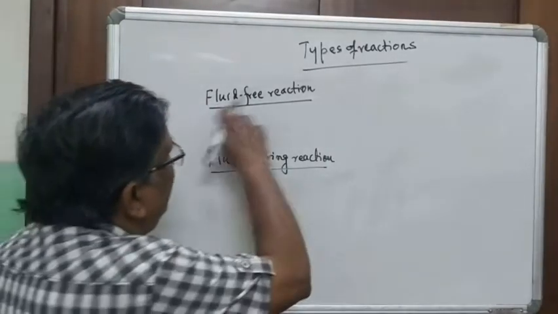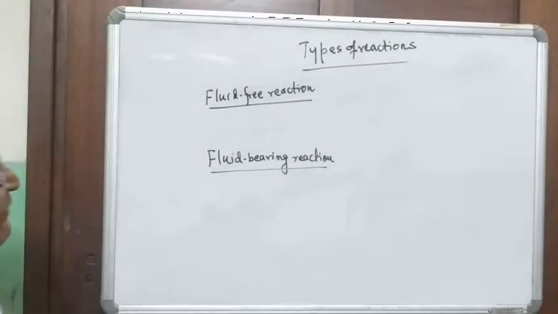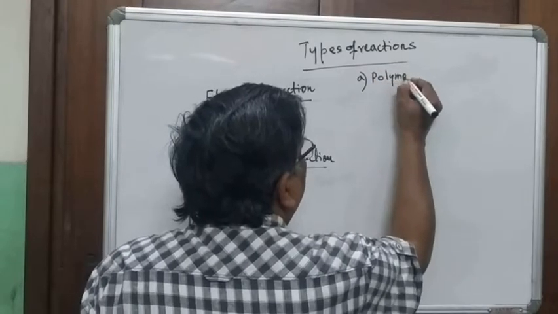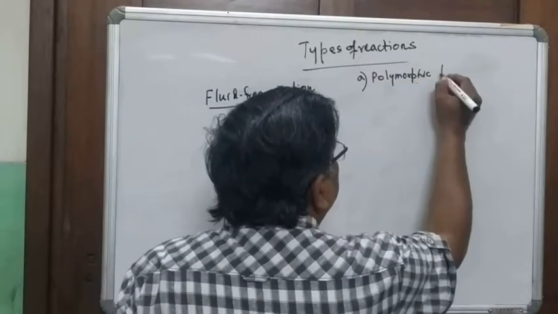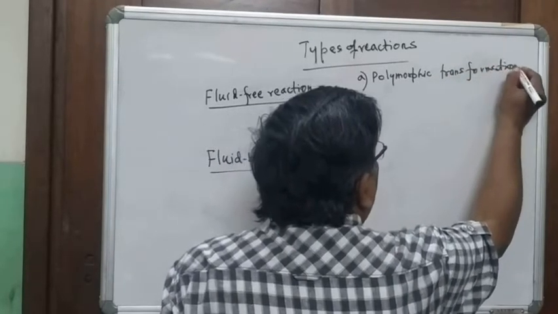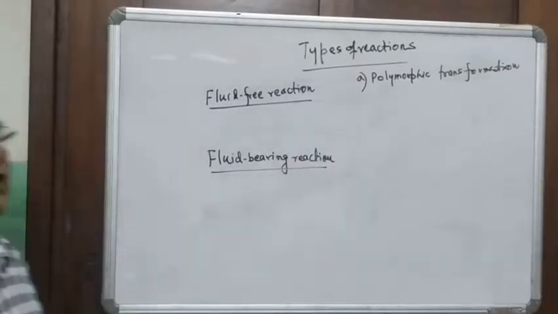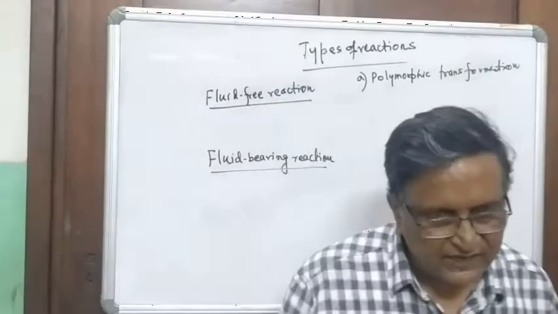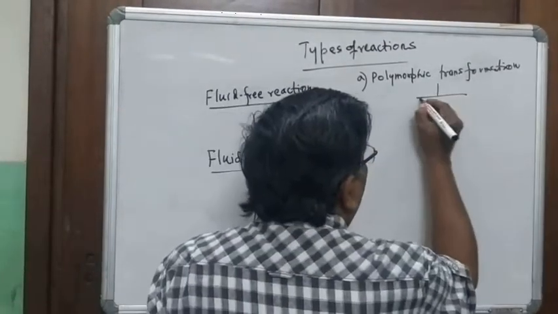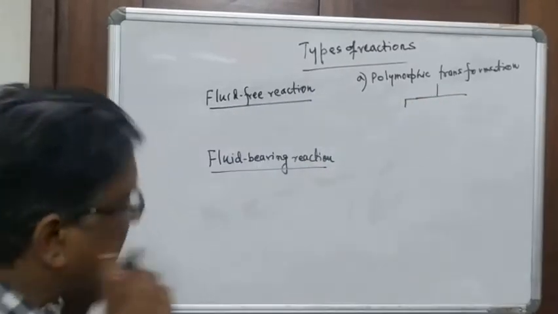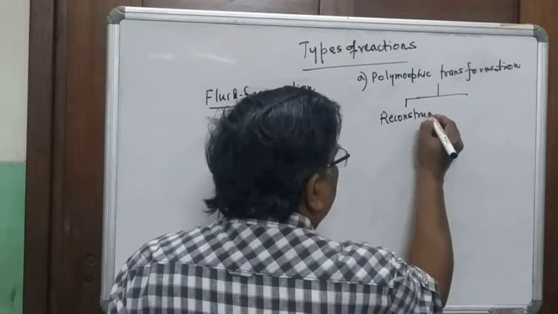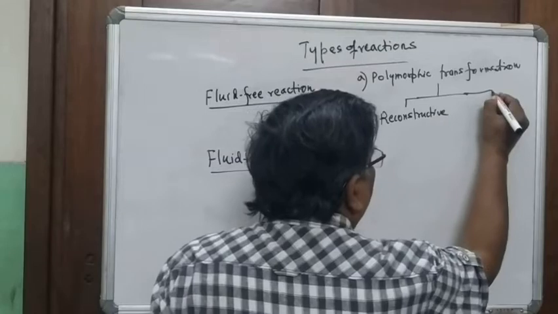Say, for example, the fluid-free reactions. The first thing that appears to you is polymorphic transformations. These are the simplest of them all. Alpha quartz to beta quartz is one type of transformation. You know there are two types of polymorphic transformation. One is called reconstructive transformation. And the other one is called, what is it called?